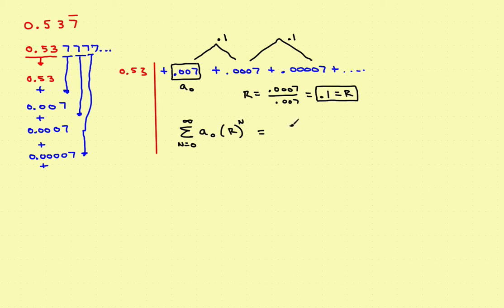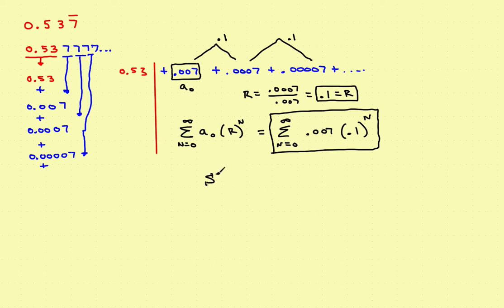So now we'll rewrite that right here. This will be the summation as n goes from 0 to infinity. First term is 0.007, and the common ratio is 0.1 raised to the n power. So what this is, I have now expressed the repeating part of this decimal as a geometric series. Now what I'd like to do is to find that sum.